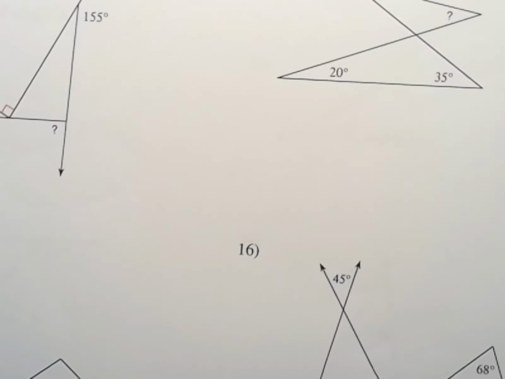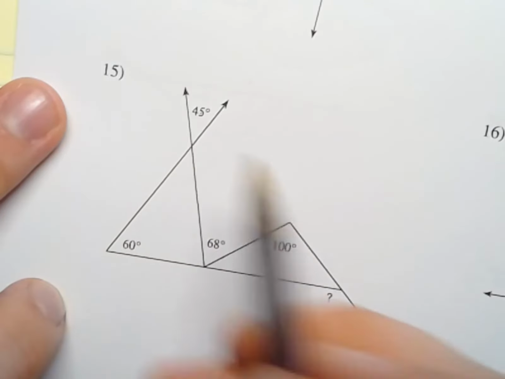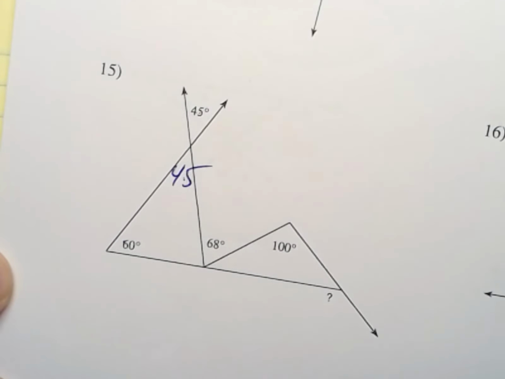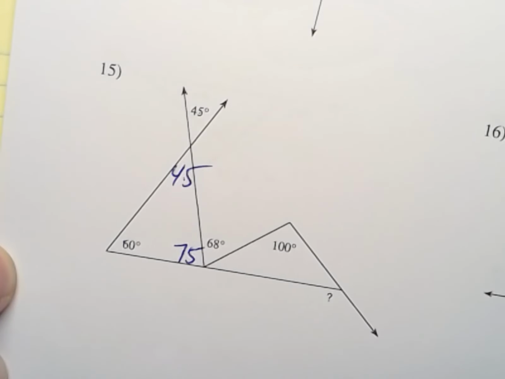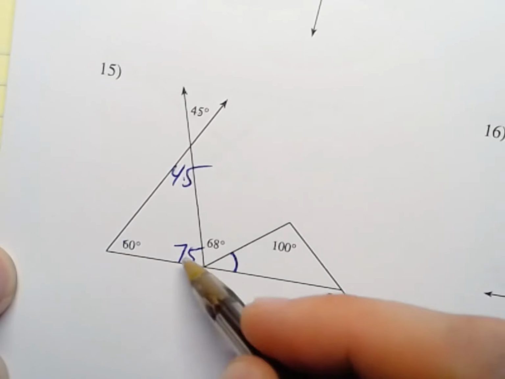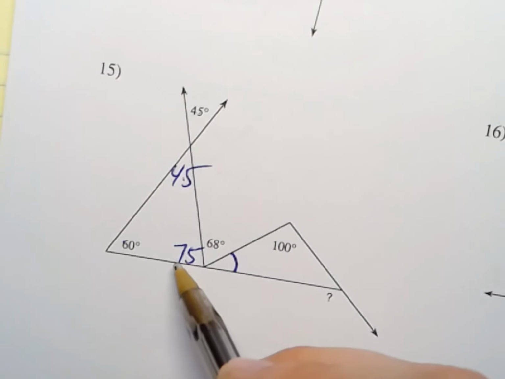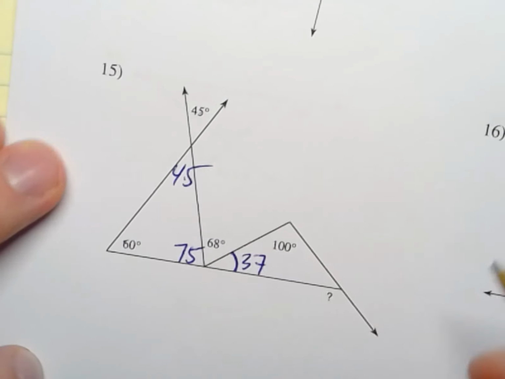I'm just going to do one more here. Okay. So right here, 45 is going to come into this by vertical angles with a 45. 45 and 60 is 105, which means this has to be 75 because it's the supplement: 180 minus 60 minus 45 gives me 75. But then this one is going to be whatever the supplement of these two added together is. So 180 minus the 75 minus the 68 gives me 37. So that's 37 right there.